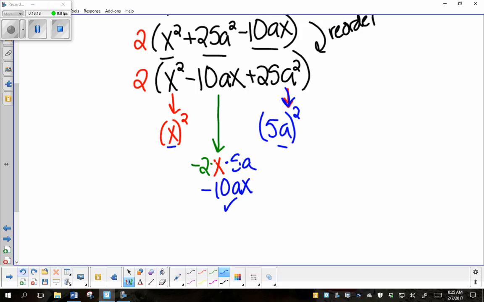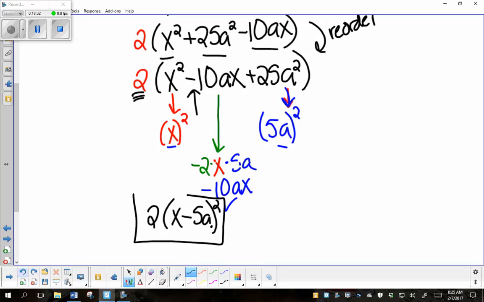So, to factor a perfect square trinomial, that's going to factor into x minus, because of that minus, 5a all squared. And remember that I had that 2 out front. Don't forget him. That's it. Can't factor what's in those parentheses anymore for sure.